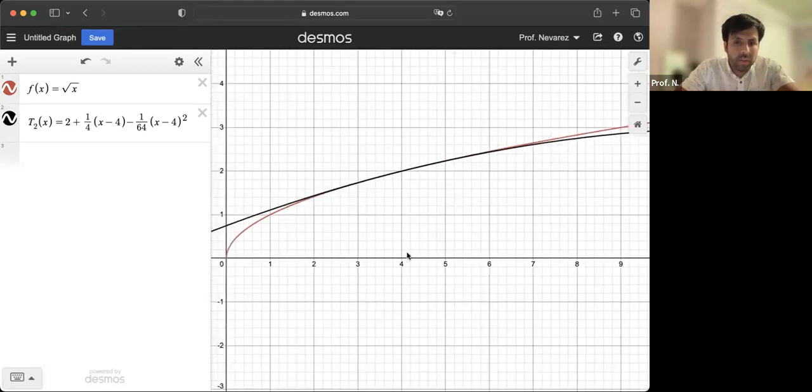Now, what we want to do is establish an error bound. How precise, or how accurate, is our Taylor polynomial compared to the actual function? And we want a numerical value for that. So that's why we use Taylor's theorem.